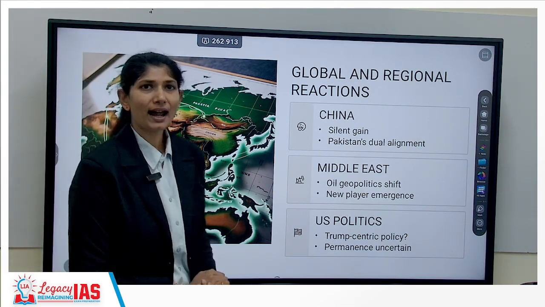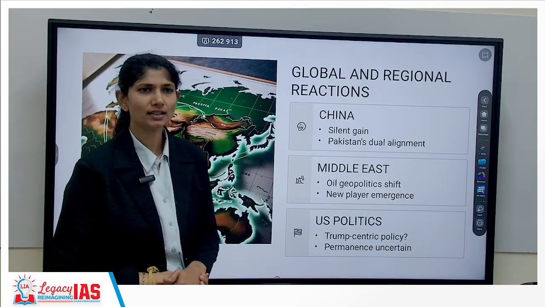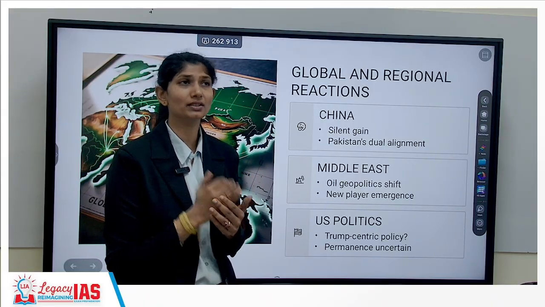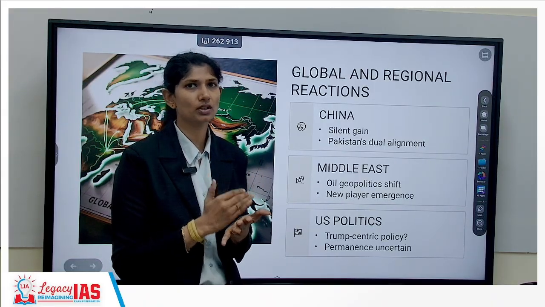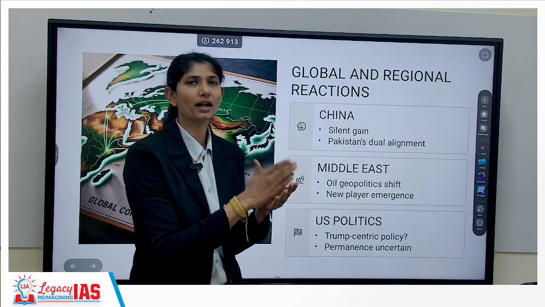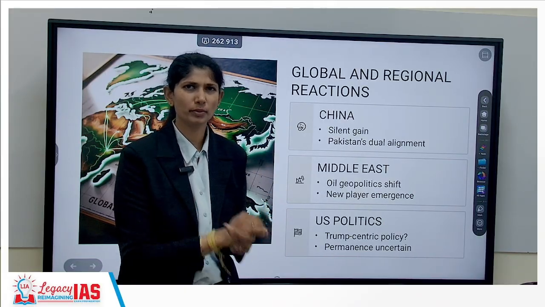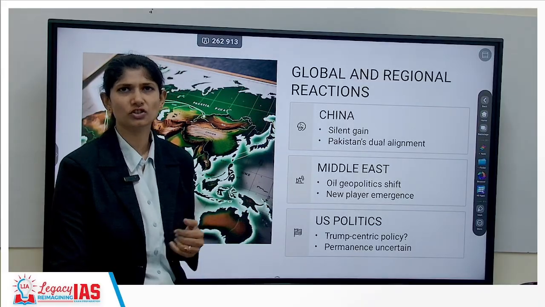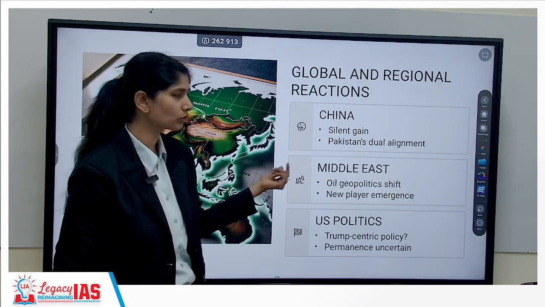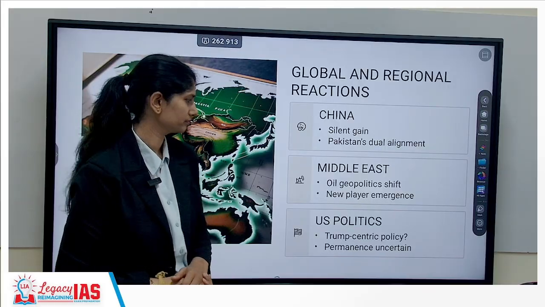What are the global and regional reactions? First and foremost, China. China is watching all of this silently, and in the end it will be gaining, because China views India with distrust for its alignment with the Quad. Whereas it knows that Pakistan is on China's side with respect to CPEC, the China Pakistan Economic Corridor, OBOR, and the huge number of investments China has made in Pakistan. And with respect to the Middle East, this will also have an oil geopolitical shift with the emergence of a new player, that is Pakistan.